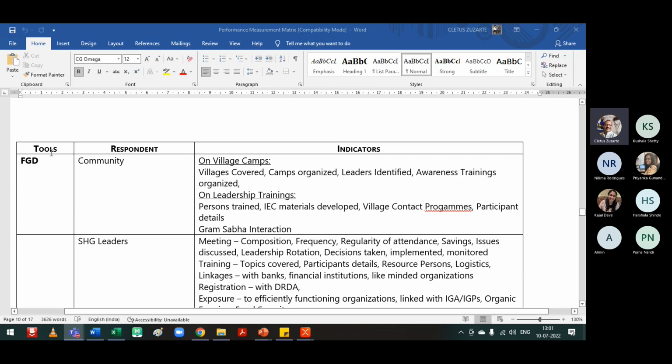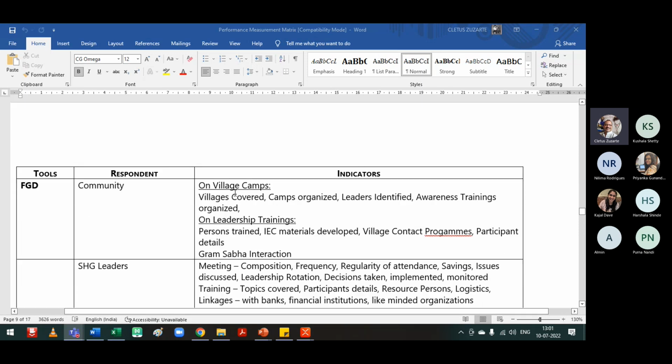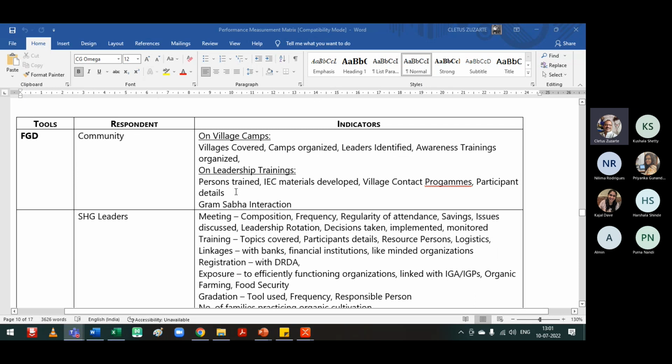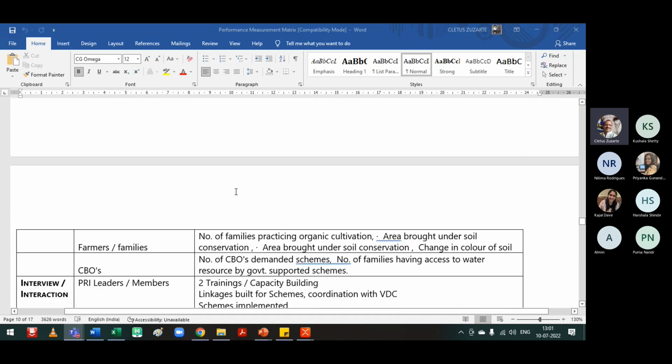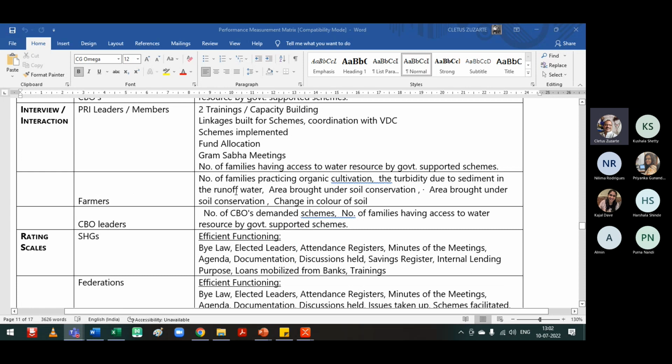So suppose you're using a focus group discussion and you would like to have it with the community, what would be the indicators you would be looking at, drawn out from the previous framework? What we have done is we simply taken the indicators from the framework and put them into this, and we said, this is what we want to measure. Then we developed questions along these indicators. And we had focus group discussions for the community, for the SHG leaders, for the federation leaders, for the farmer families, and for the community-based organization. There was also another thing, as I was telling you, an interaction planned with PRI leaders.